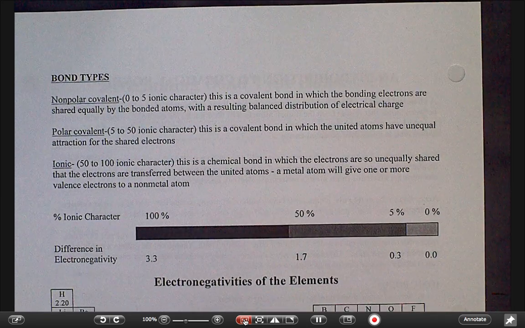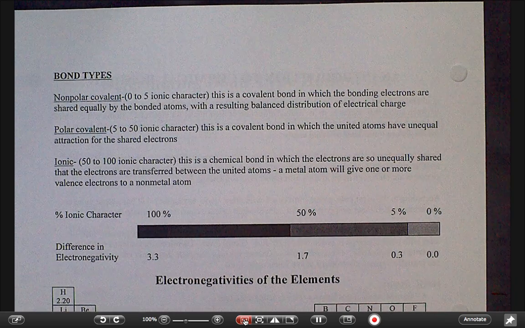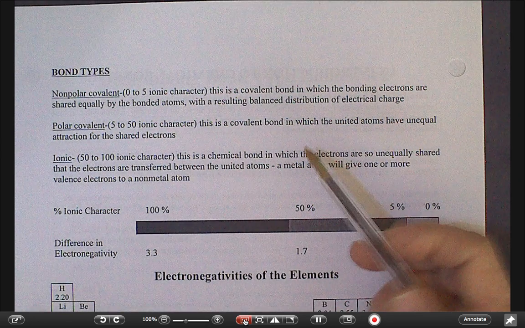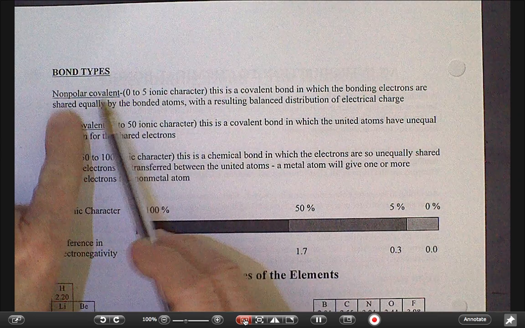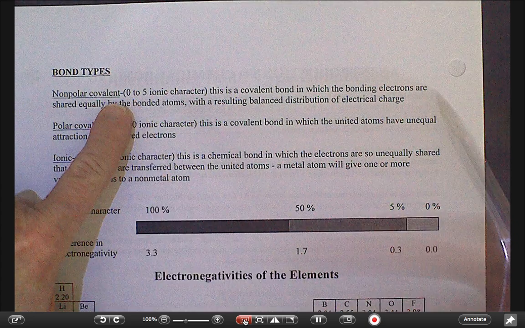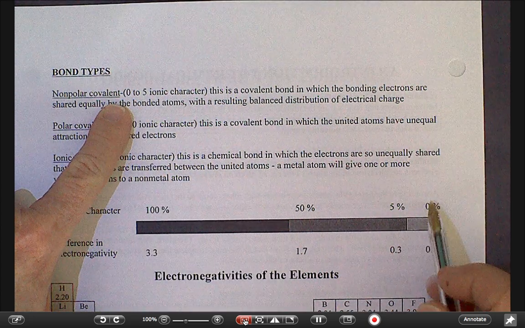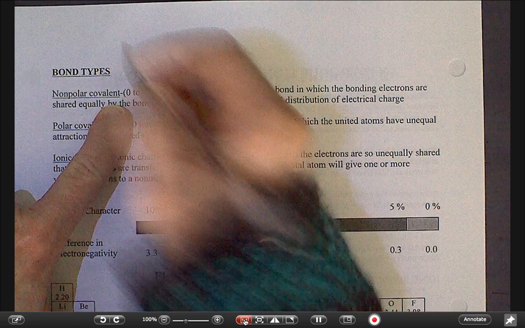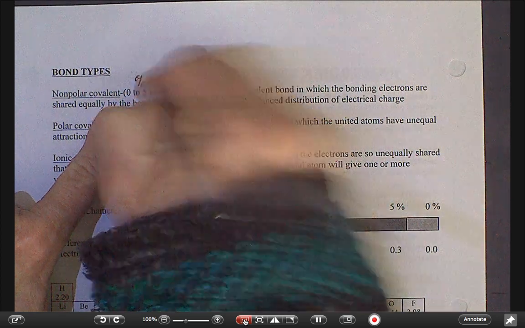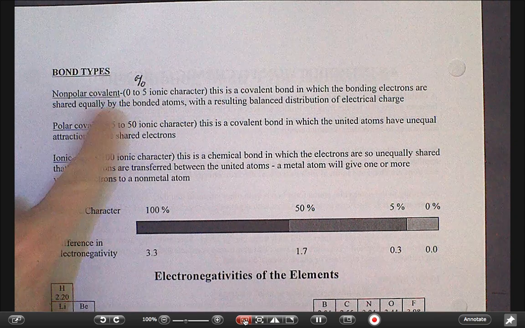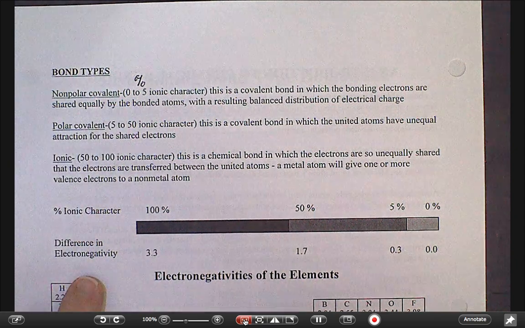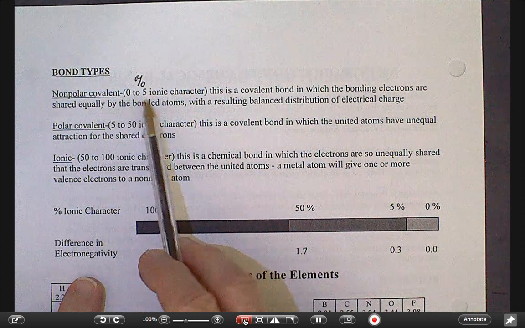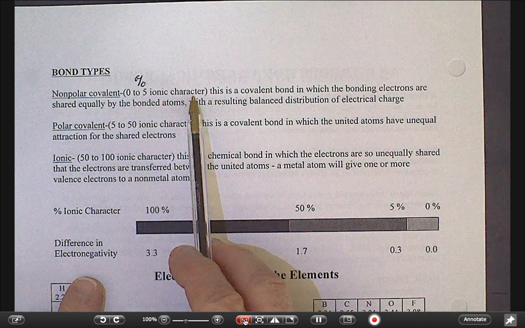Okay. So I'm on the back of that first page. We're going to look at bond types. Now, when it says 0 to 5, it's talking about the percentages. So just put percent up here so you'll know that's what it's referring to down here in this scale. So nonpolar covalent, 0 to 5% ionic character.